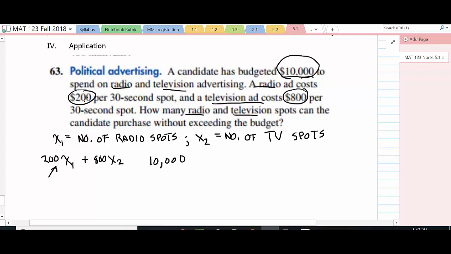All right, now the thing on this is it says, how many radio and television spots can the candidate purchase without exceeding the budget? So without exceeding the budget, would that be less than, greater than, or what? Okay, without exceeding would mean smaller, right? So that would end up being less than or equal to, like that. Okay, so it can't exceed it. It can be equal to it, but just can't exceed it.